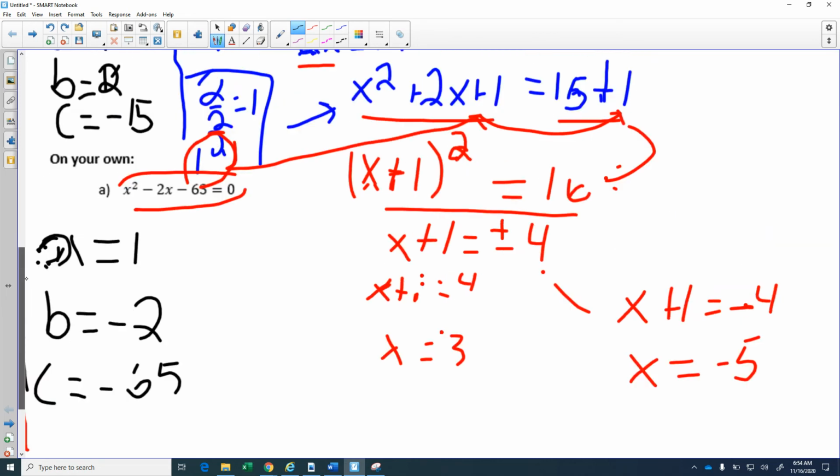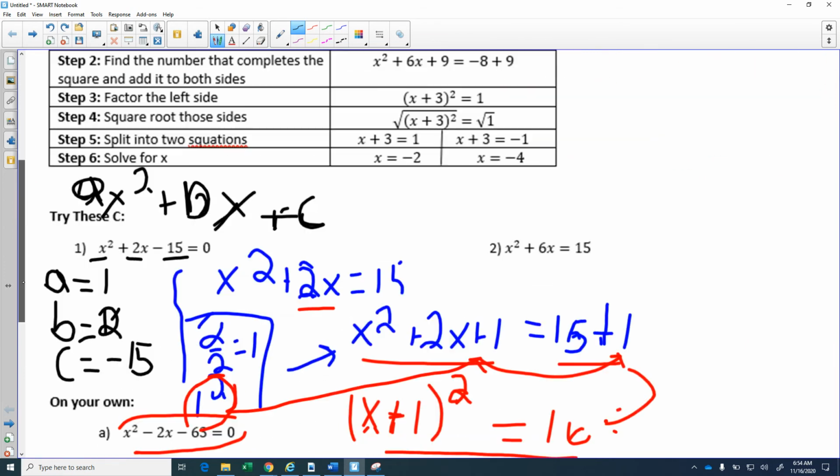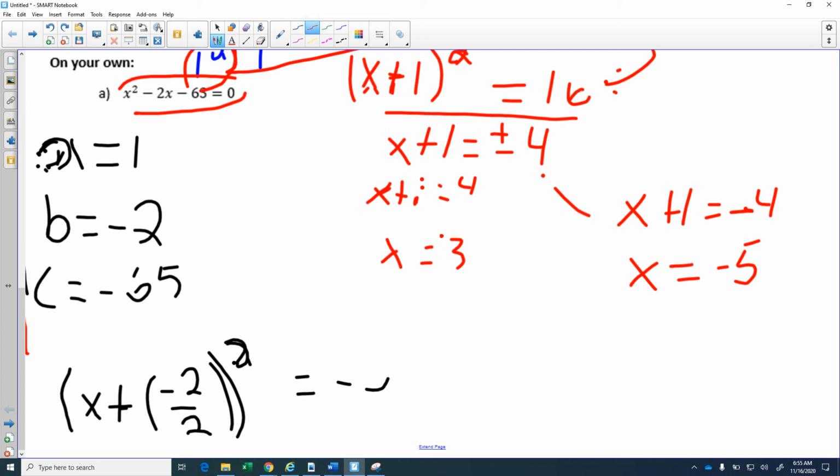The equation, let's start with the first part. We have x plus b over 2 squared. So we're going to literally write that. X plus b is negative 2. That would be negative 2 divided by 2 squared. And that's the whole thing being squared like this. That's going to be equal to positive 65. Because remember, if we plug a negative into an already negative c, it's going to become positive.